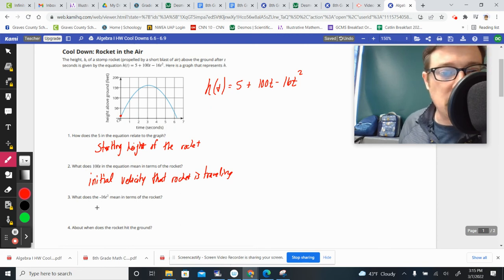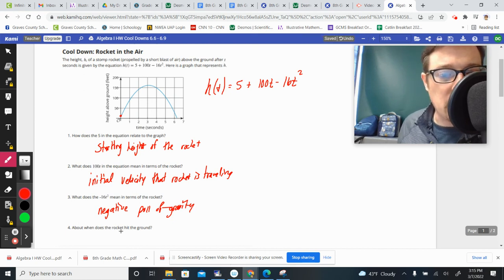And then, like I just talked about, the negative 16t squared is representing the effect of gravity. So this is the negative pull of gravity on the rocket. Okay, that's what the negative 16t squared represents, and that's quadratic.